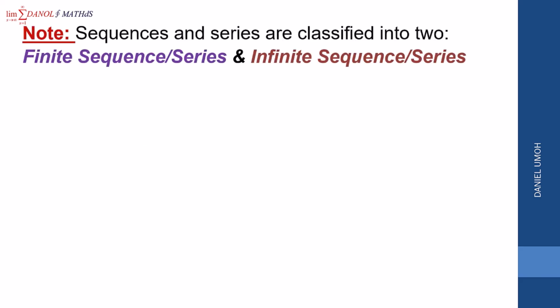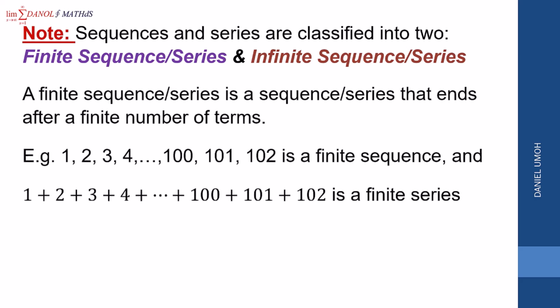Before we conclude this lecture, I want you to note that series and sequences are classified into two. We have the finite sequence or finite series, and then we have the infinite sequence or infinite series. Now, what are finite sequences? Finite sequences are simply sequences that end after a finite number of terms. That means a series or a sequence that terminates after some terms is called a finite sequence or a finite series. For example, 1, 2, 3, 4 till maybe 102. You can see that this sequence truncates at 102. Therefore, we call it a finite sequence.